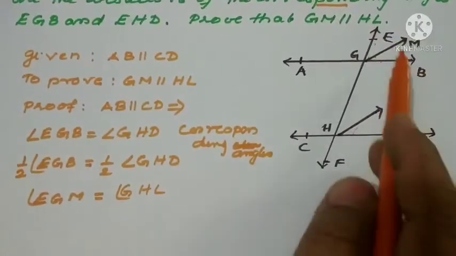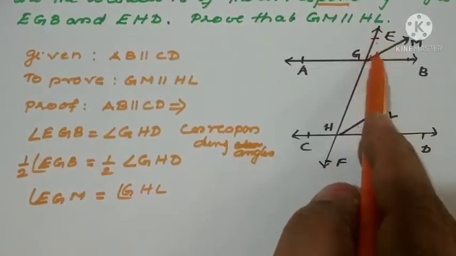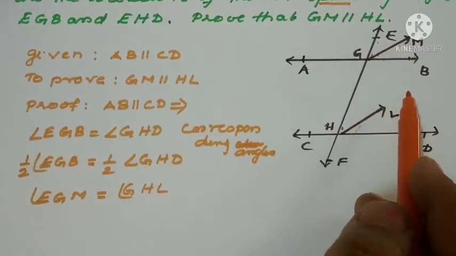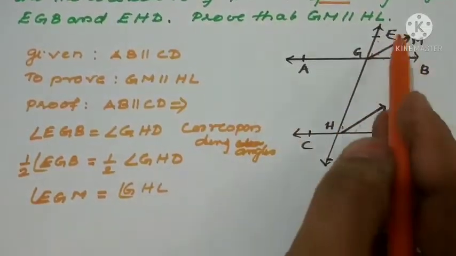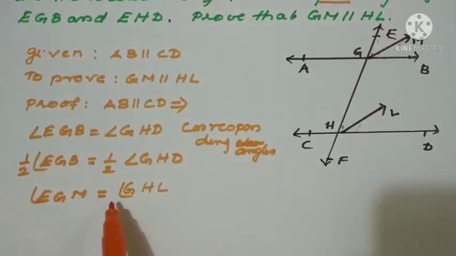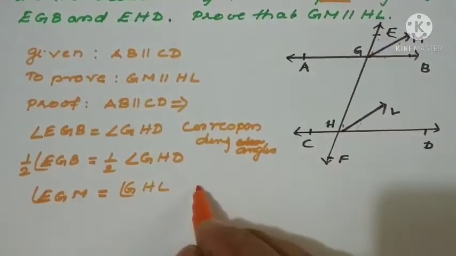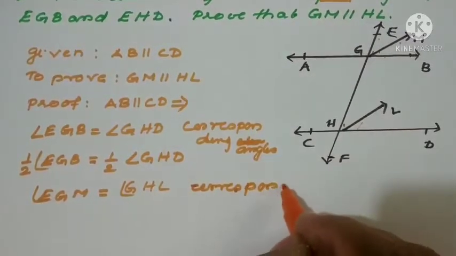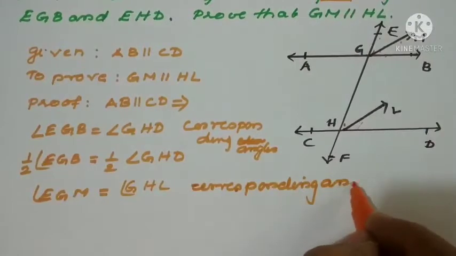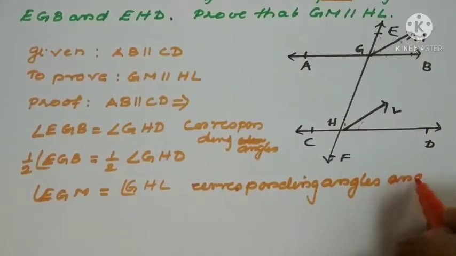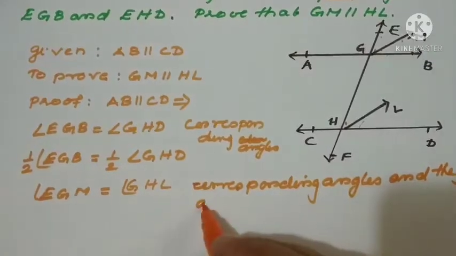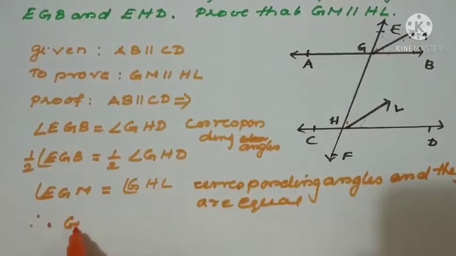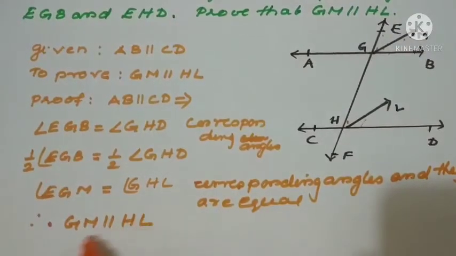For GM parallel to HL we need either EGM equal to MGH, right? MGH is also below the line and we will get corresponding angles, but the easy one is EGM. So we are writing here EGM equal to GHL. These two are corresponding angles and they are equal. Therefore, the lines are parallel: GM parallel to HL.